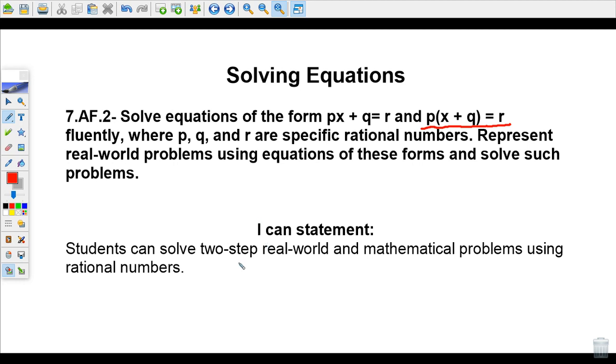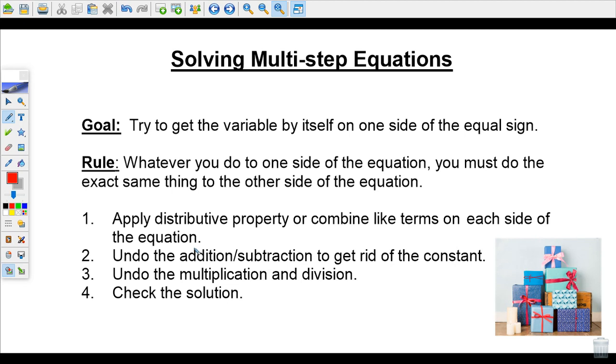And our I can statement hasn't changed. We're going to get even better and be able to solve two-step mathematical problems even more fluently after this lesson. Our goal and our rule have not changed since the start of solving equations. Our goal is still to try to get the variable by itself, isolated on one side of the equal sign. And our rule is whatever we do to one side, we have to do to the other side of the equation. Now, the steps for doing this, I want to remind you of the gift boxes here.